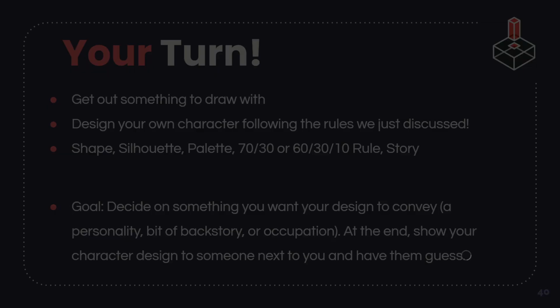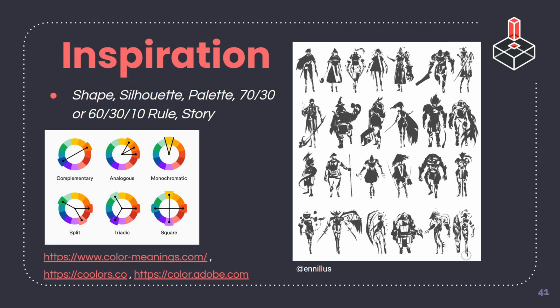So, I have this slide for inspiration for you. I found silhouettes that were drawn by someone online, and I have them credited here. And you can use these silhouettes as a reference if you want to have a jumping off point, or I recommend making your own if you can. I also put up the palettes here if you need reference for what all those options are. And then I have the shape, silhouette, palette, 70-30, 60-30-10, and story up in case you need to remember what all the elements are.